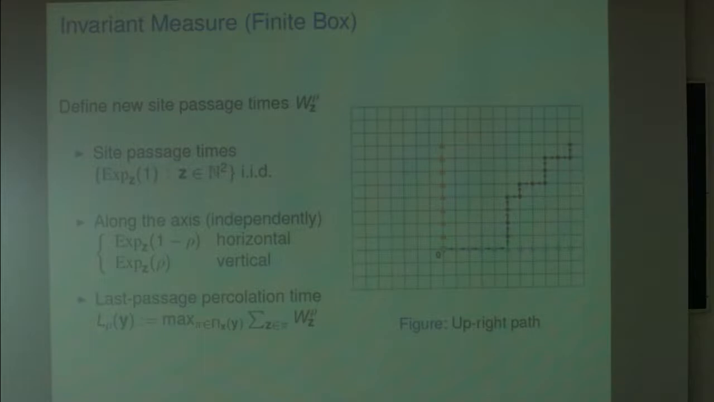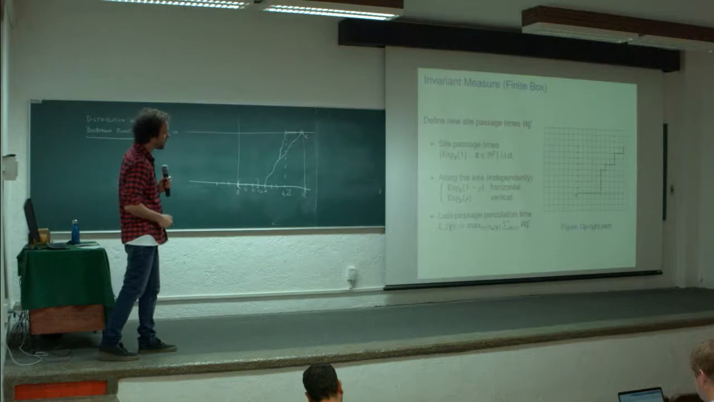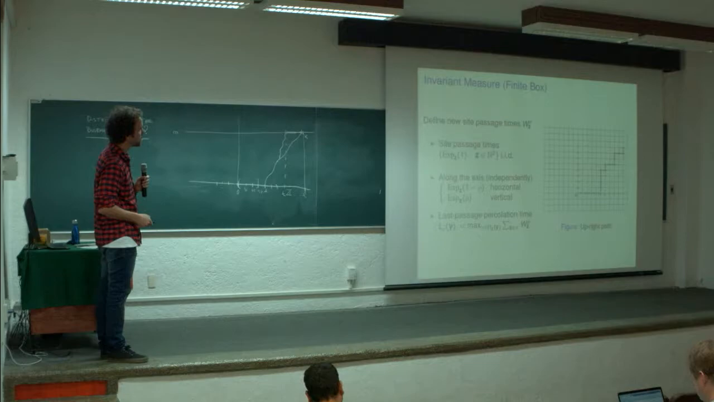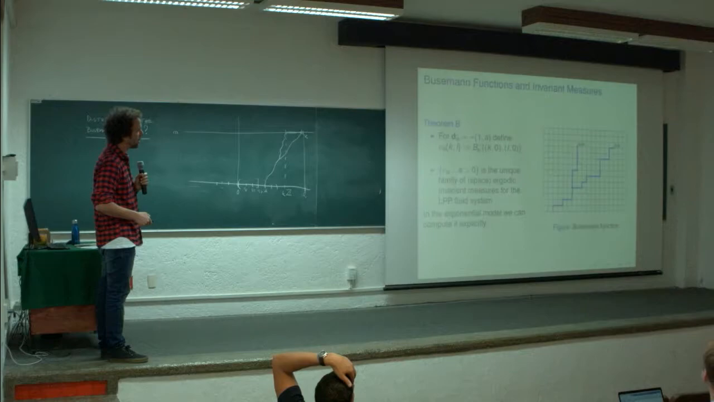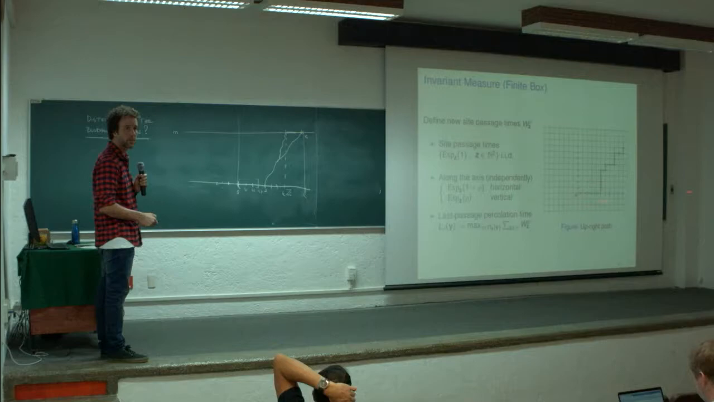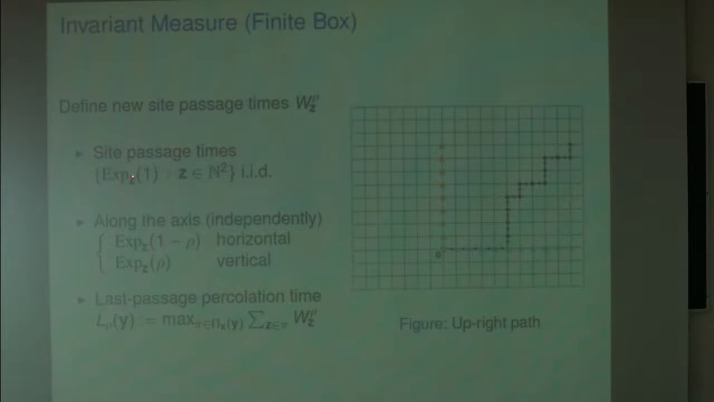Okay, so let me explain. Let me do some calculations here for the invariant measure for the fluid system. And so I will take a slightly different model here, where I will put the initial measure. Before, we had the initial measure along z, okay. But I will focus the calculations on a finite box for a similar last passage percolation. And so here in the box, I have the same IID exponentials with parameter 1. Along the horizontal axis, I will put exponentials with parameter 1 minus rho. And along the vertical axis, I will put exponentials with parameter rho.